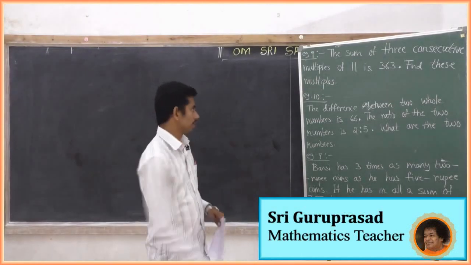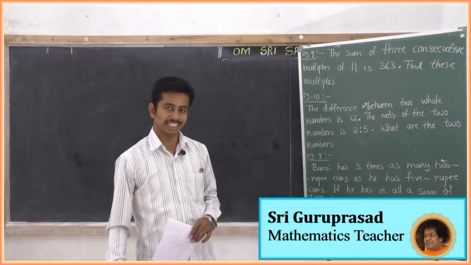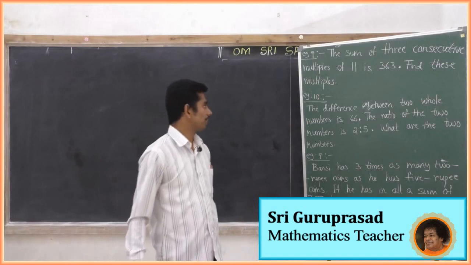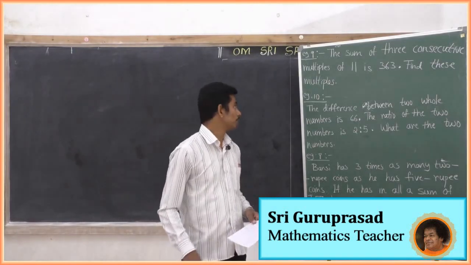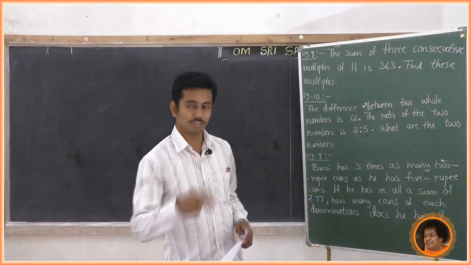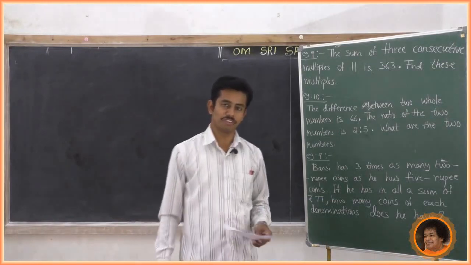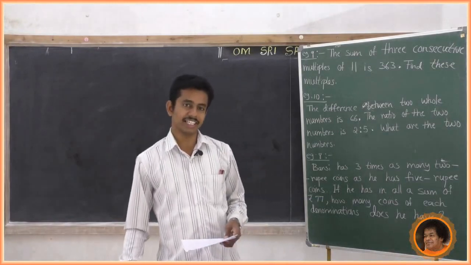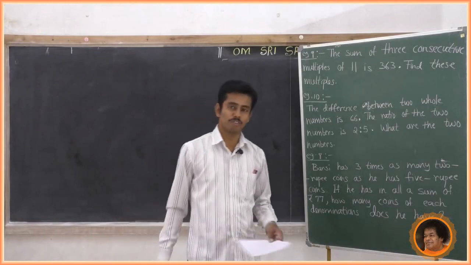Example 9. The sum of three consecutive multiples of 11 is 363. Find these multiples. What is the meaning of multiples of 11? They are 11, 22, 33, 44, 55, 66, 77, 88, 99, 110. These are called multiples of 11.